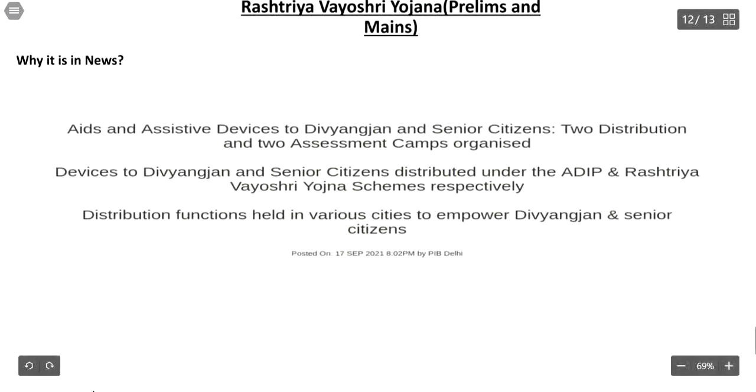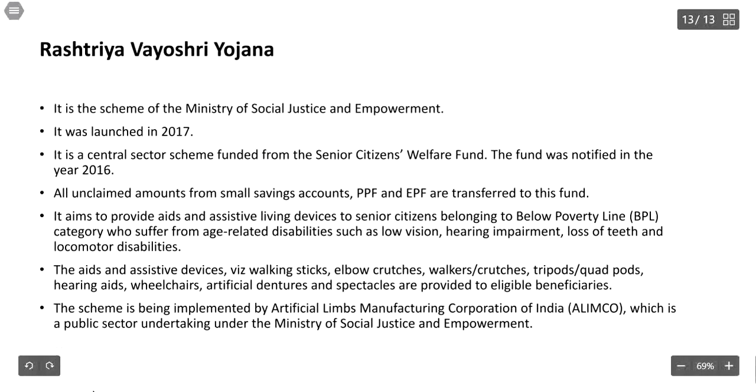Moving on. The final topic for the day is Rashtriya Vayoshri Yojana. This scheme is also taken from PIB, and we should study the important facts about it. Whenever you study a scheme, you should look into four aspects: one is the ministry, second is the objective, third is the salient features, and if there is any eligibility criteria or exclusion, you should also focus on that.